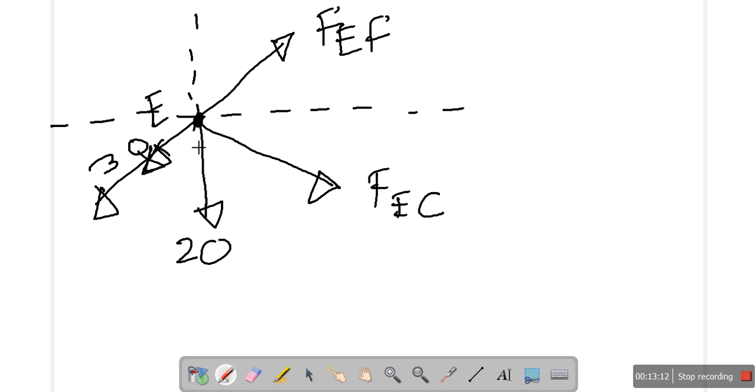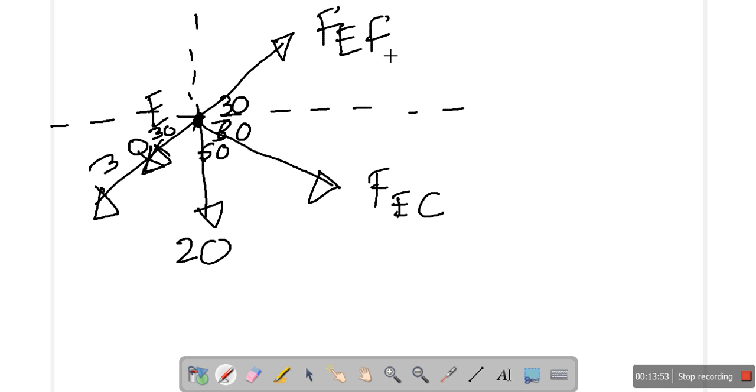Let us see various angles here. This angle will be 30 degrees. This will also be 30. You can refer to the original diagram and you can see very easily these angles. This angle will be 60 degrees. This angle also will be 30 degrees. So again let us do sigma Fx and sigma Fy, and you will get the answers.